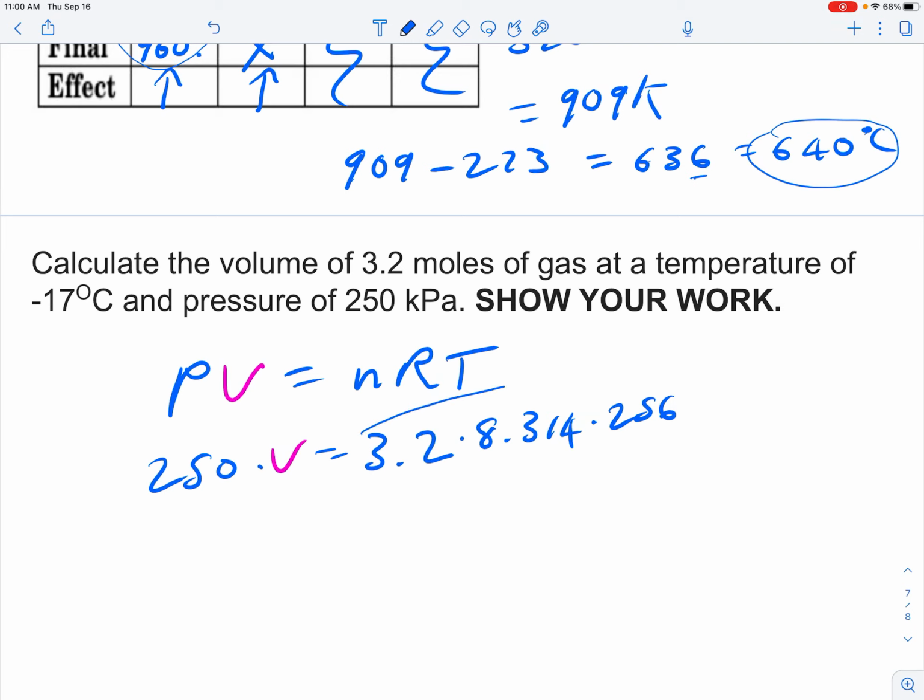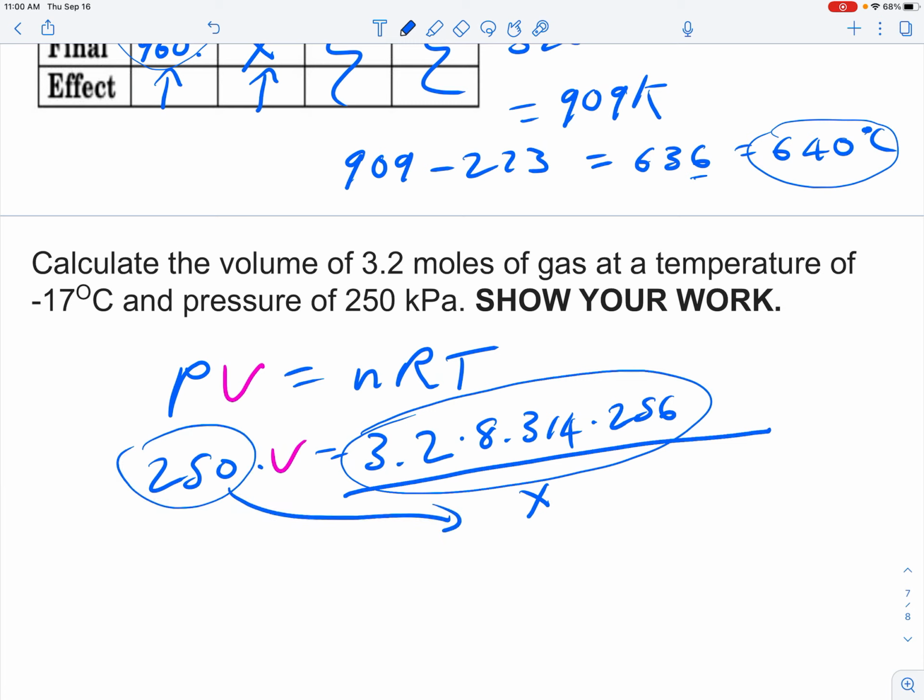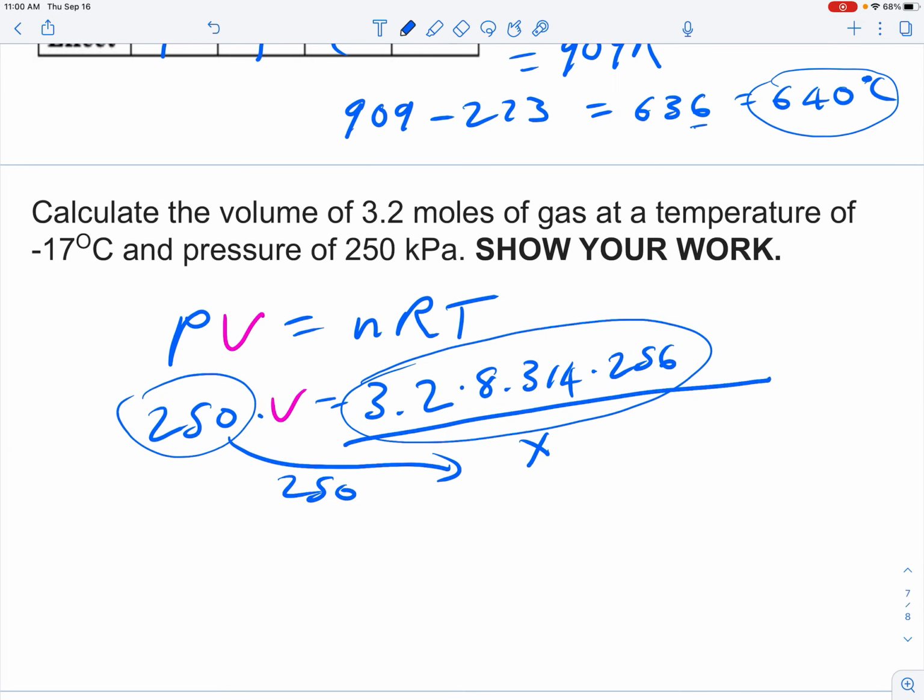So the 3.2, the 8.314, all of those numbers are going to be multiplied by each other. And then you immediately are going to divide by the 250. Because we want to isolate the V. So we've got to get rid of the 250. So we would have divided by 250 on the left. Whatever you do to the one side, you do to the other. So on the right-hand side, we're going to divide by 250. And that's how you work the problem. You get your answer, and that will be your volume. And volume is always going to be in liters when you're using this equation. You guys work it out yourself, but that's the same way you're going to do it when you do the test.